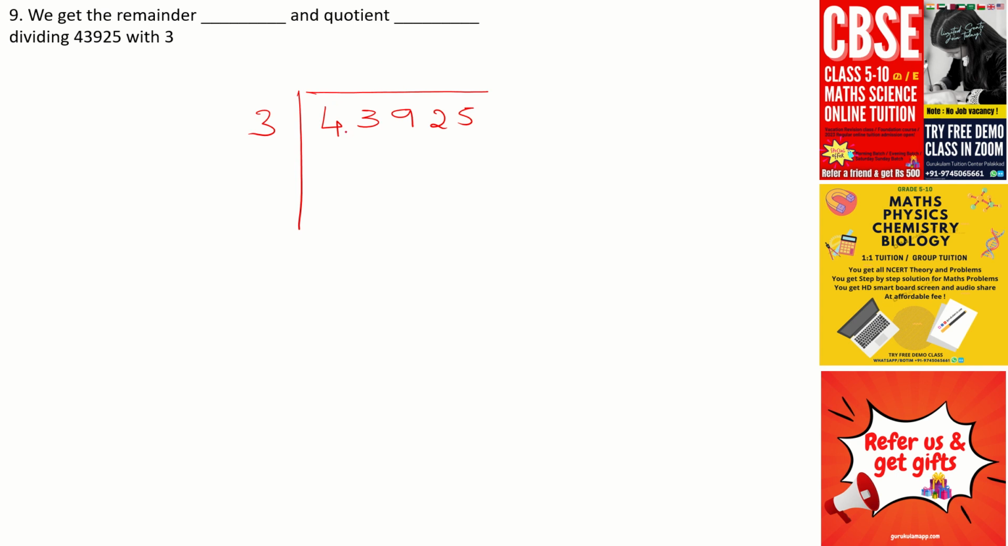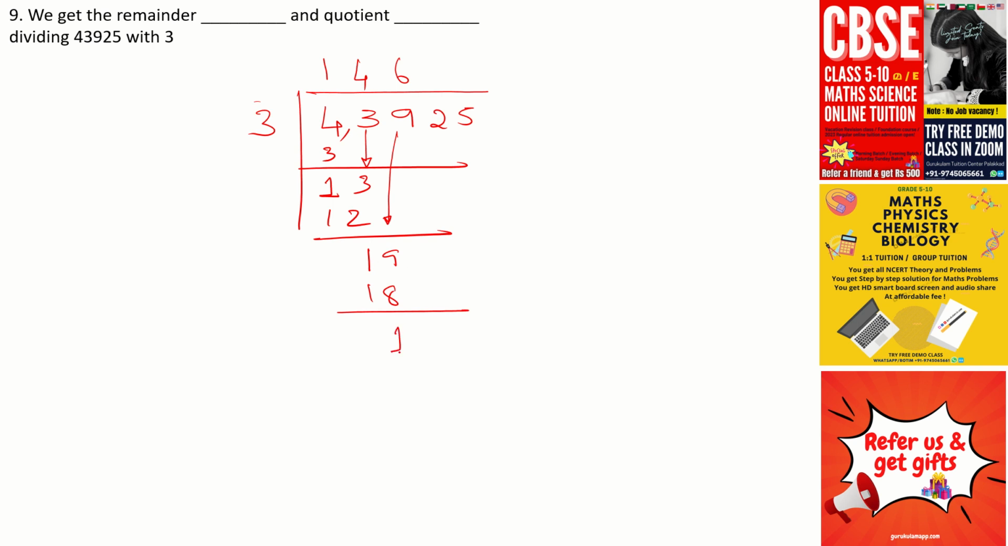So I'm taking, just because this is a smaller number, taking 4 here first. So 1 into 3, it is 3. 4 minus 3, it is 1, right? Now taking the 3 to here, so 13. We know 4 3s are 12 here, and 13 minus 12 is 1. And now taking this 9 to here, right? And we know 6 3s are 18 here. 19 minus 18, it is again 1 here.